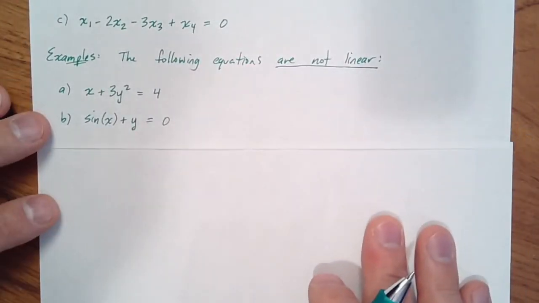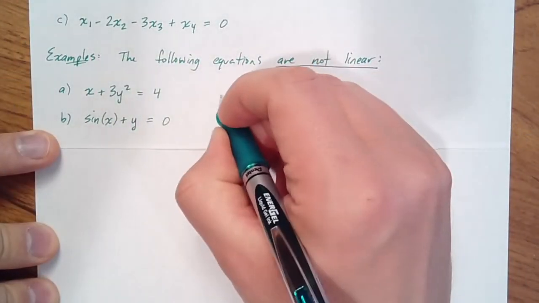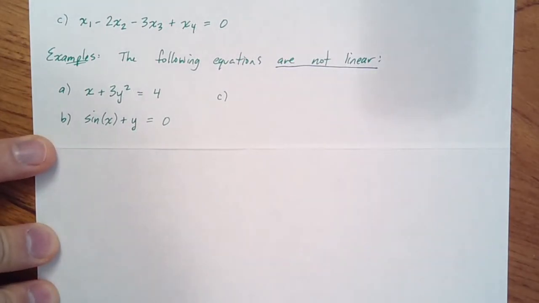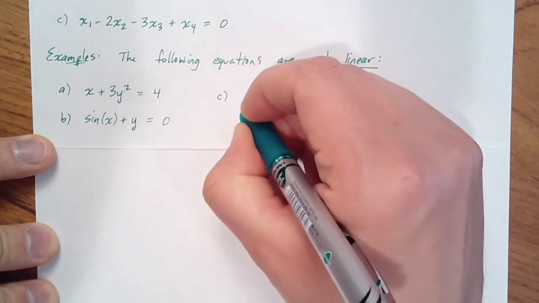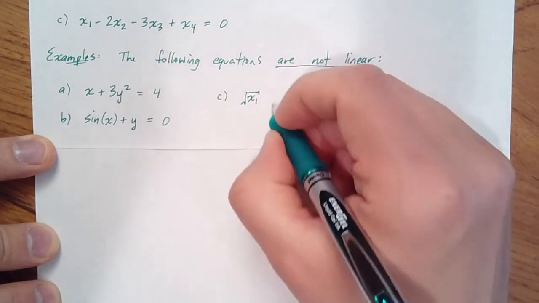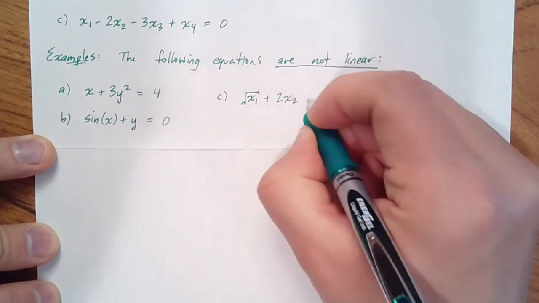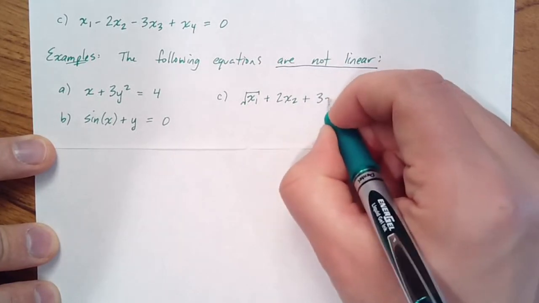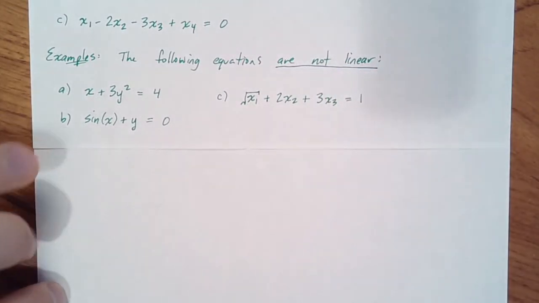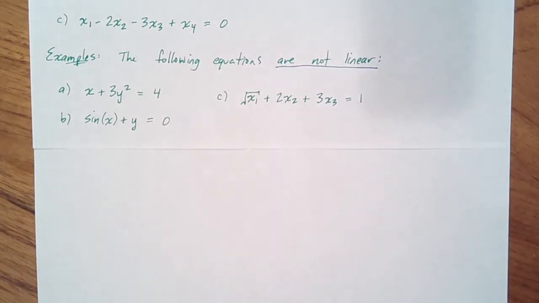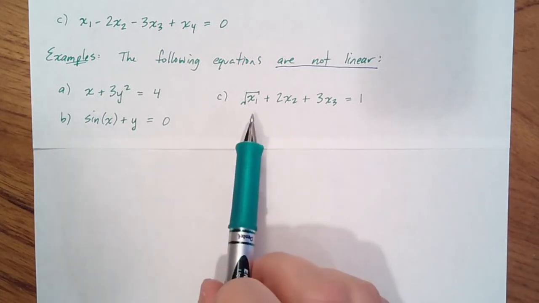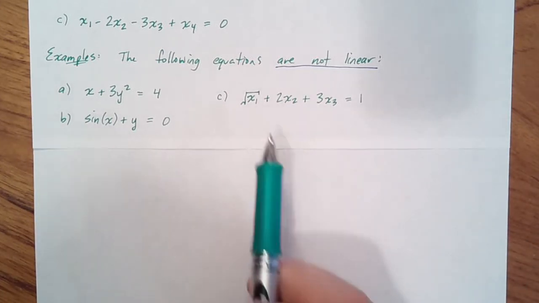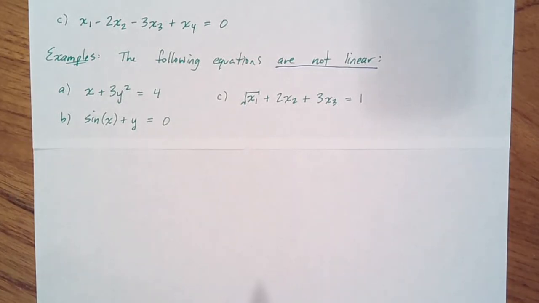Okay, and one last example of an equation that's not linear is this next one. I've got the square root of x1 plus 2x2 plus 3x3 is equal to 1. Now the question is, is that a linear equation in the variables x1, x2, and x3? Again, it is an equation in x1, x2, and x3. It's got 3 variables, but there's a square root on one of the variables, and that's not allowed in the definition of a linear equation. So for that reason, it's not linear.